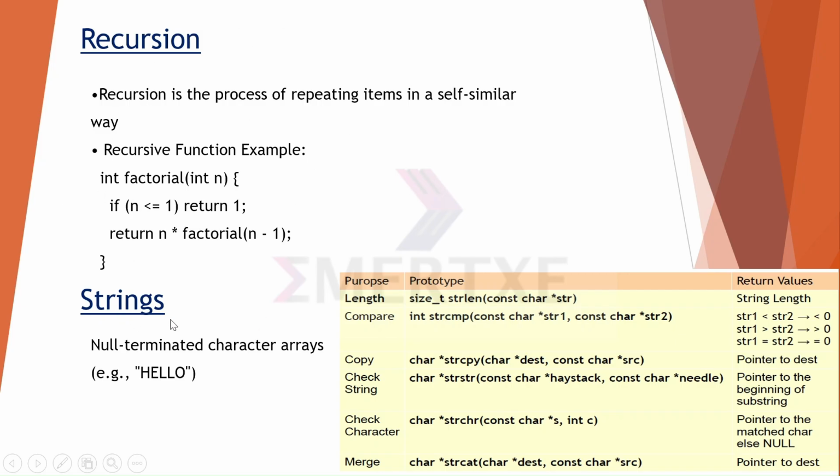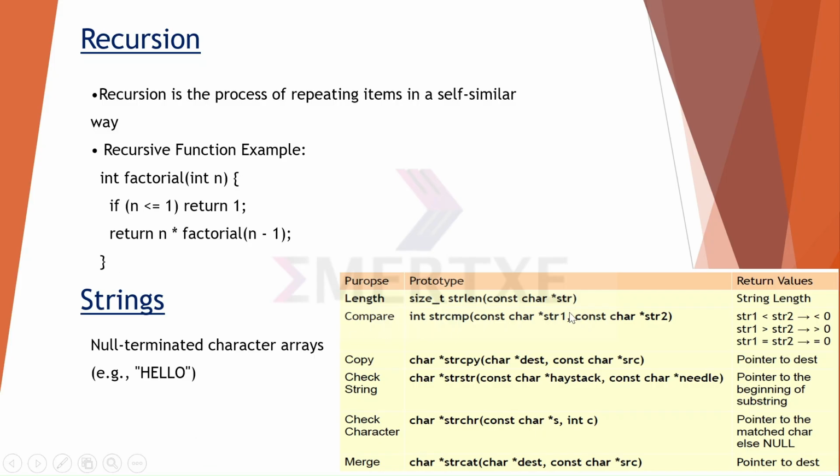Now we will discuss strings. Strings are nothing but character arrays, terminated by the null character. For example, hello. The string hello can also be written in an array, character by character, H E L L O, and then at the end we write the character \0, the null character, to identify that it is a string.